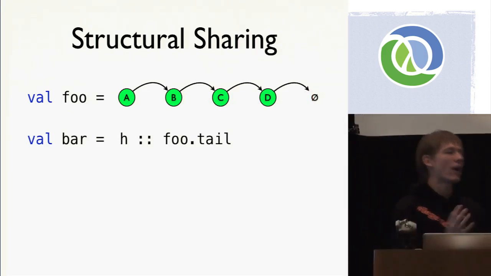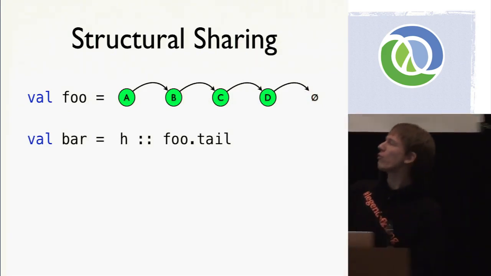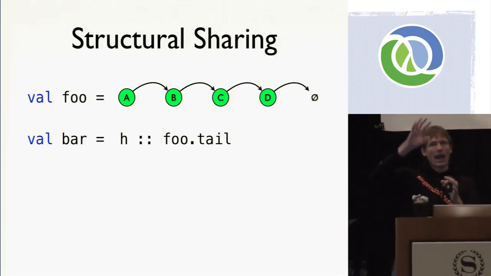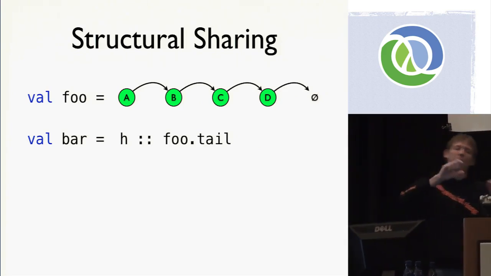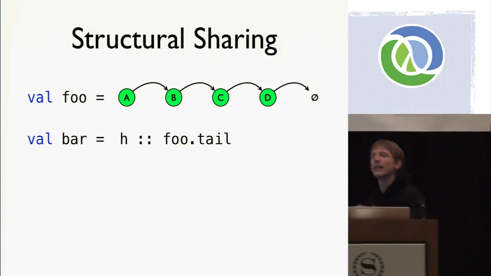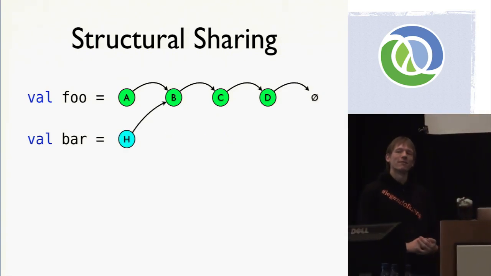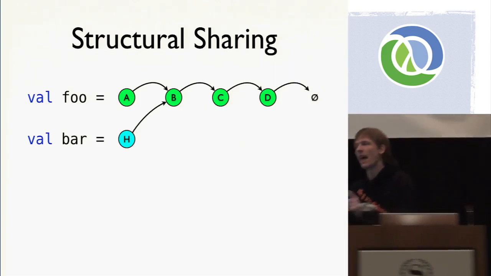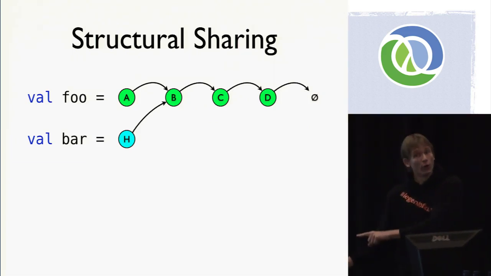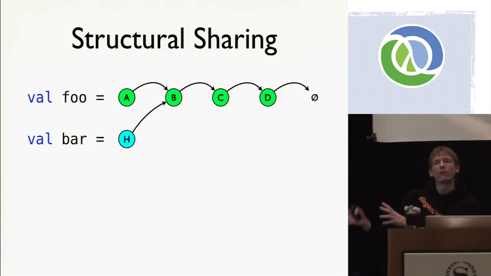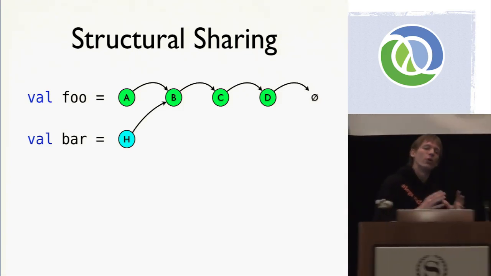If we represent this graphically, we could represent it by just another string of 4 nodes, sort of H, B, C, D, nil, sort of parallel to the one that we have for foo. But if we look at what this is in memory, it's a little bit different. H is prepended to the B, C, and D that are in foo. So B, C, and D in foo are shared between foo and bar.